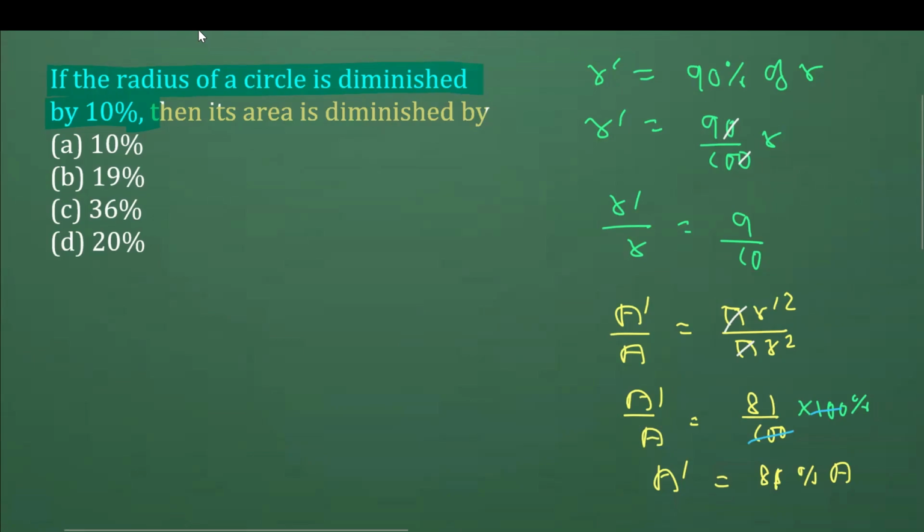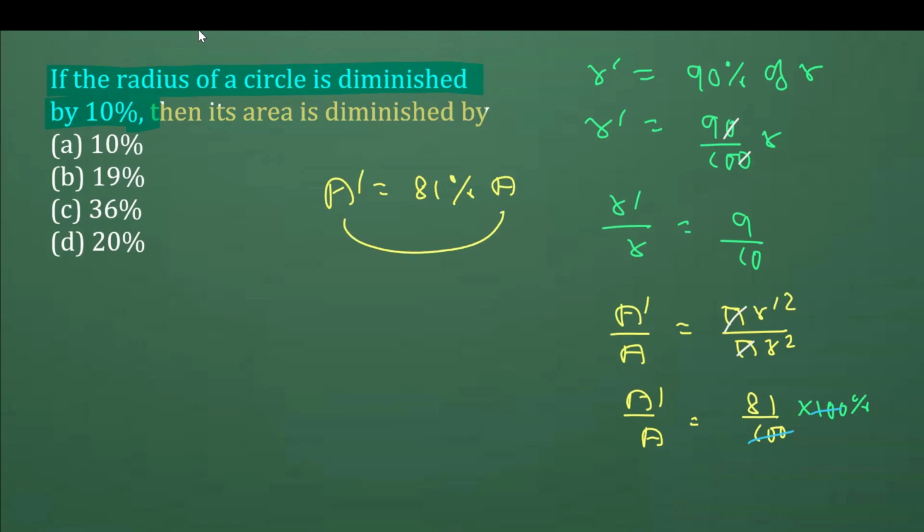So now think about it. Let me write down properly. What I'm saying over here, the new area A dash is what? 81% of the original area A, right? So if the new area is 81% of the original area, how much percent is it reduced? It has to be 100 minus 81, that is 19%. So it is reduced by 19%. Yes, option B is correct in this case.